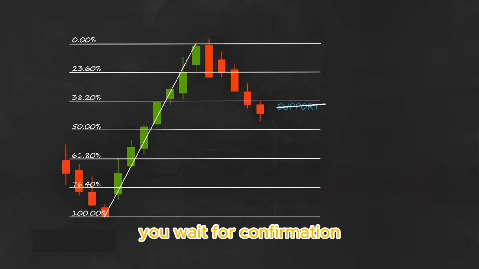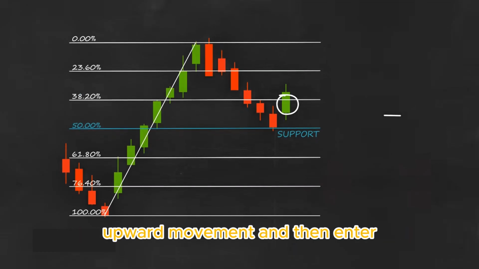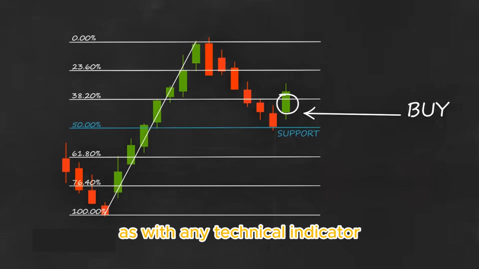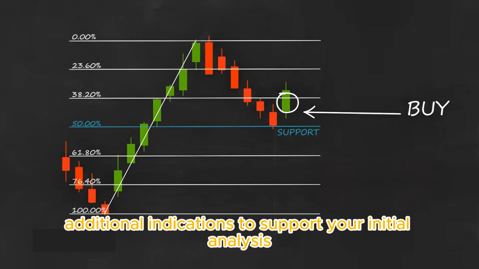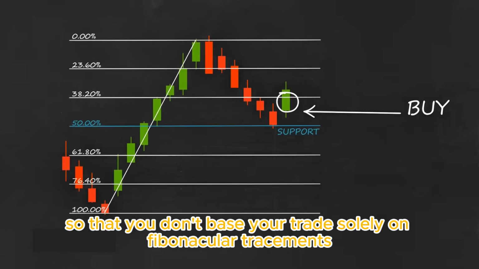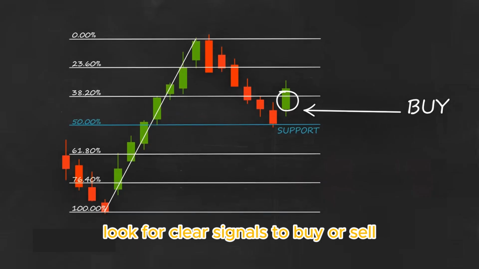Then we suggest you wait for confirmation that the price will move back into the original upward movement and then enter. As with any technical indicator, it is better to seek additional indications to support your initial analysis so that you don't base your trade solely on Fibonacci retracements. Look for clear signals to buy or sell.